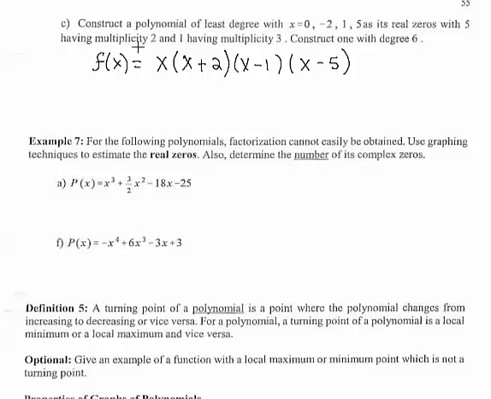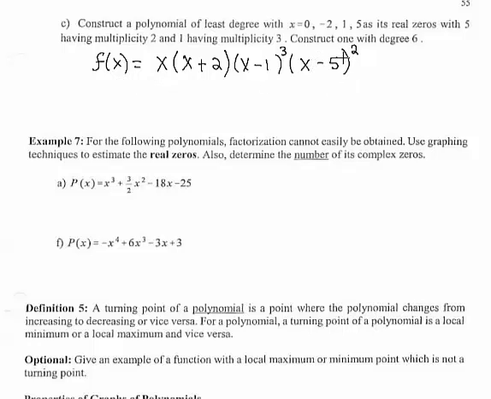Then it tells us that the 0, 5, originating from this x minus 5 factor, has a multiplicity of 2, so we simply assign this factor an exponent of 2. And then 1, which would be this x minus 1 factor of little f, has a multiplicity of 3, so we assign an exponent of 3 to that one.